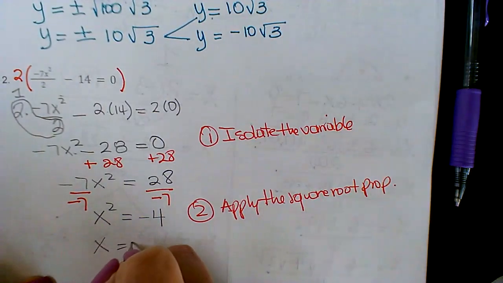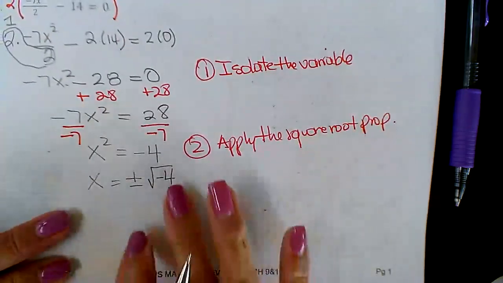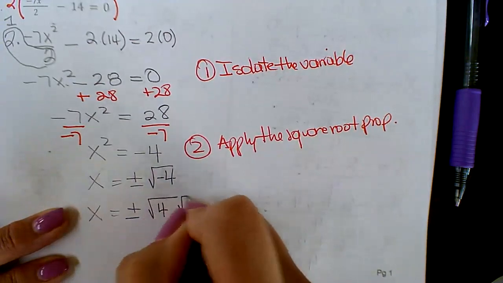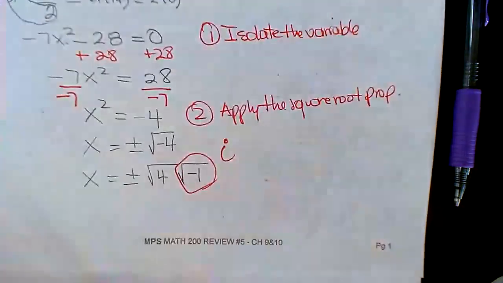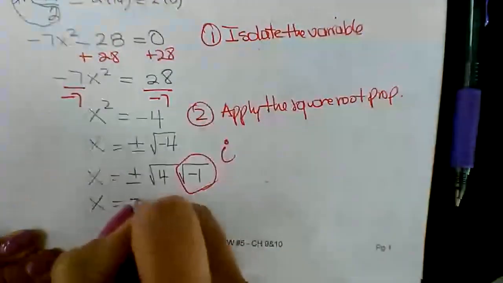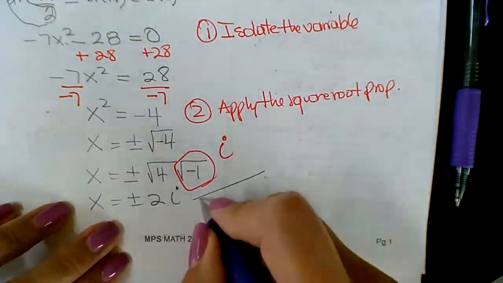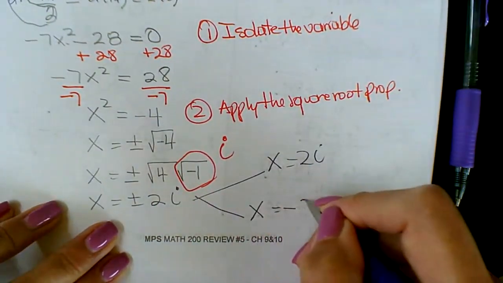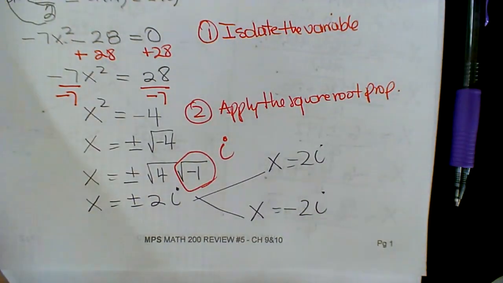So it's going to be plus and minus, because it's a negative under a square root, so this is going to be times negative 1. Square root of negative 1 is i. What's the square root of 4? It's 2. So again, I'm going to have two answers. x equals 2i and x equals negative 2i. And we just finished the review.